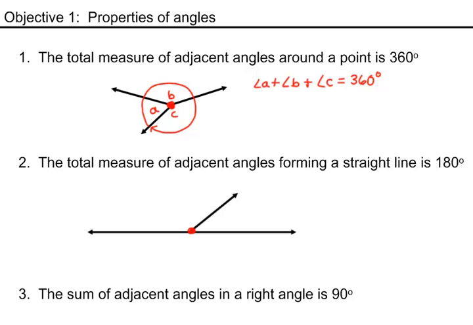The second one is the total measure of adjacent angles forming a straight line is 180 degrees. So here we have two angles that are forming 180 degrees. This is angle A and angle B, and when you add them up, angle A plus angle B is equal to 180 degrees.